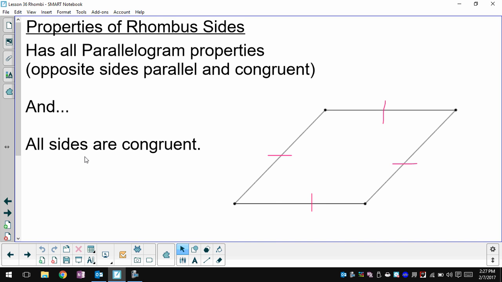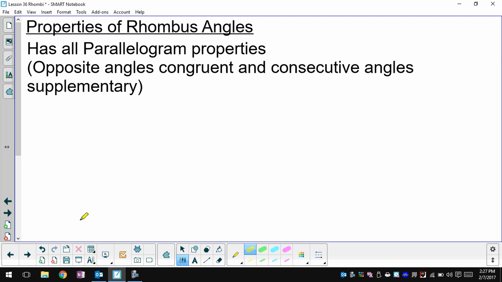So if we look at its sides, it has all the same properties of the sides that a parallelogram does. The opposite sides are equal and parallel, but what's new here is that all the sides of a rhombus are equal. Sometimes people call it a slanted square, because all the sides are the same. It doesn't have any special properties for its angles, but it does share the same properties as a regular parallelogram, and that is that the opposite angles are congruent and the consecutive angles are supplementary.